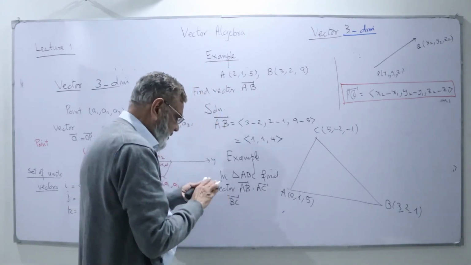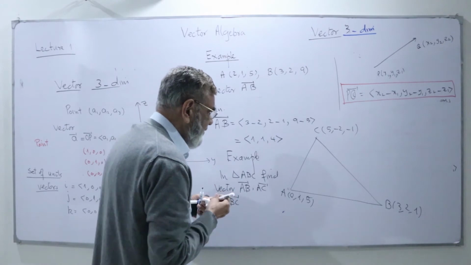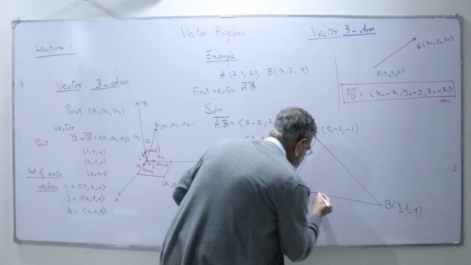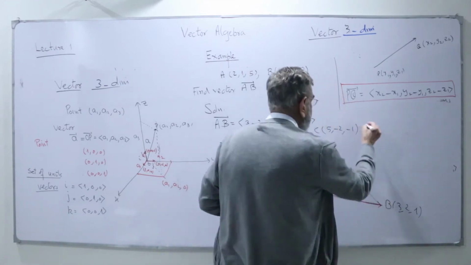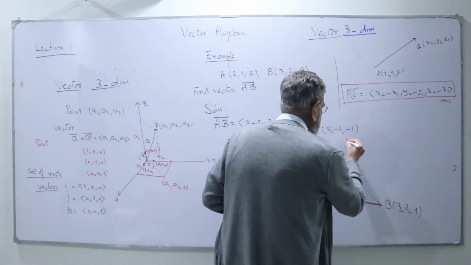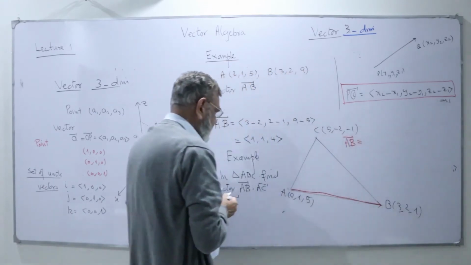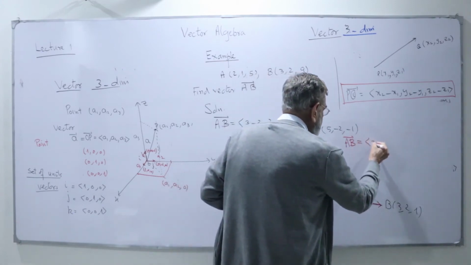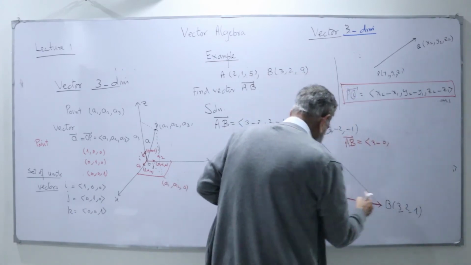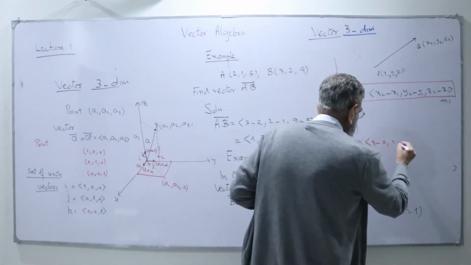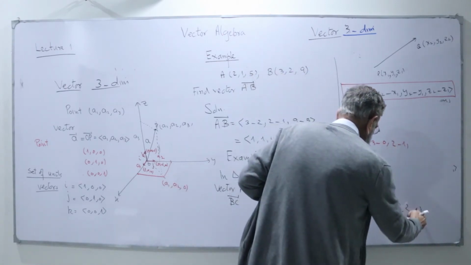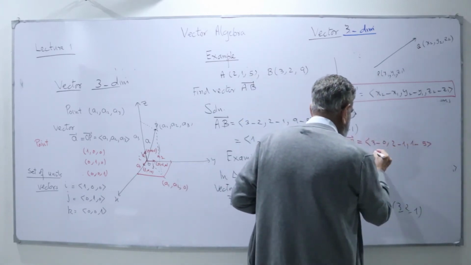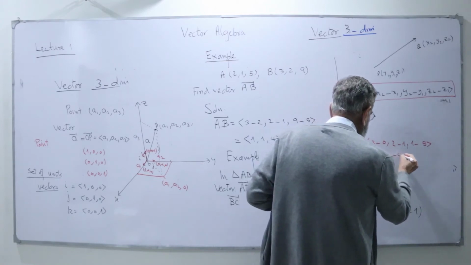So I can write the vectors now. I have the vector AB, from A to B. My vector AB will be equal to B minus A. This is 3 minus 0, then y2 minus y1, 2 minus 1, then z2 minus z1, 1 minus 5. So we get this result as 3, 1 and minus 4.